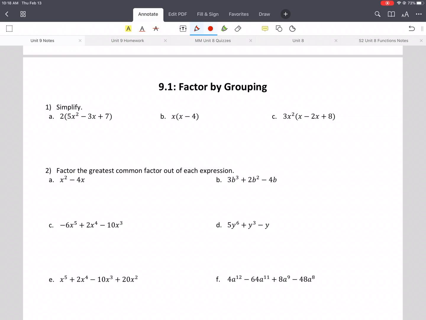Welcome. This is 9.1 for Modern Math, factor by grouping. So our last unit was all about distributing and then also factoring out the greatest common factor.